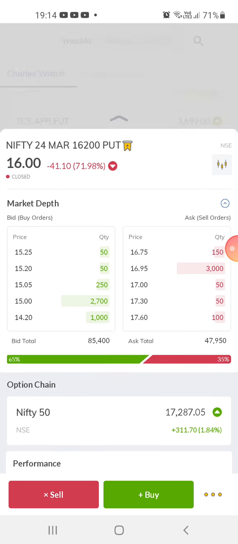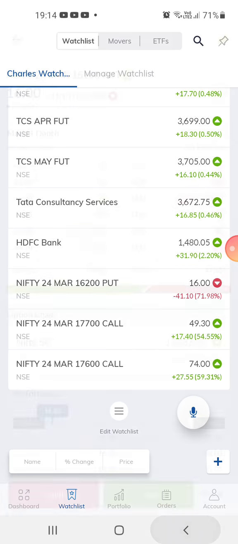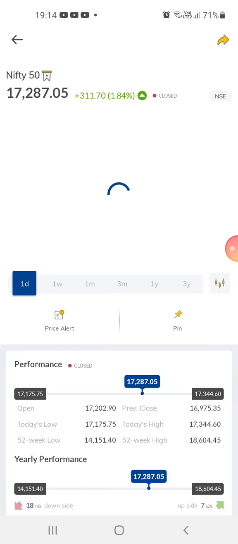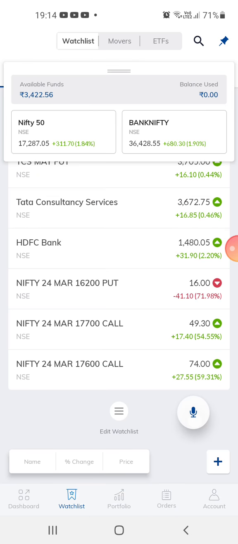This is Nifty. Nifty 24th March is the expiry date, and this is an out of the money put option. So we'll just check the at the money put option. At the money, this is the Nifty index. It is 17,287, so at the money would be 17,300. Okay, so we'll go to 17,250 and we'll see what the price is.